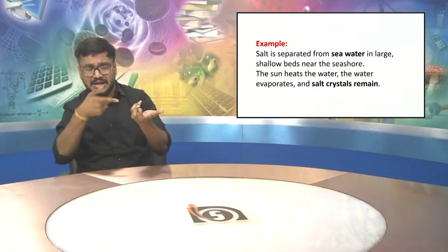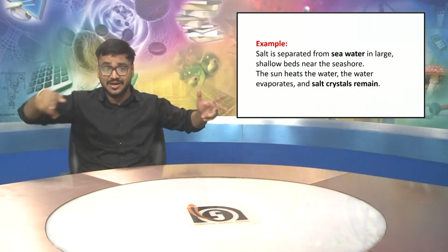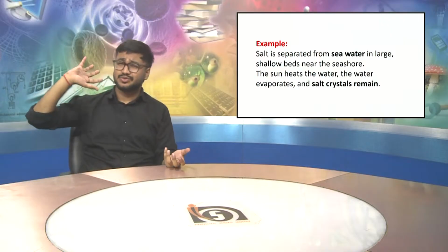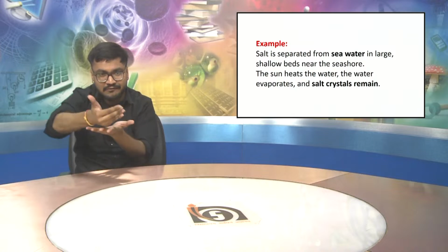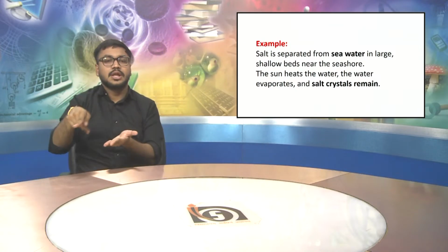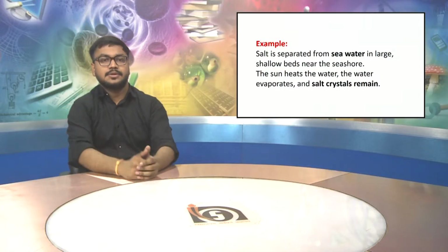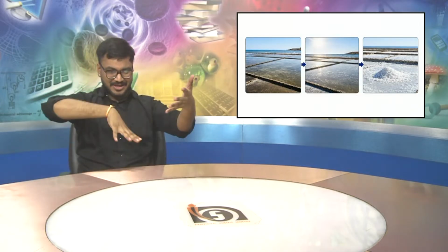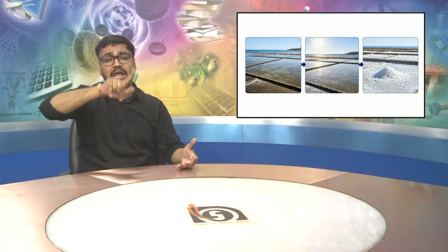For example, we can take the example of salt separating from the sea. Salt is separated from sea water in large shallow beds near the seashores. The sun heats the water, it evaporates and salt crystals remain on the bottom. There is a picture on the screen that explains separating salt from sea water.